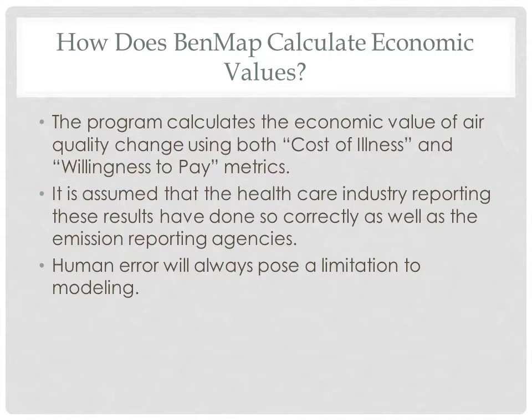The program calculates the economic value of quality changes using both cost of illness and willingness to pay metrics. It's assumed that the healthcare industry reporting these results have done so correctly, as well as the emissions reporting agencies. This is really important when you're working with any type of data set that relies heavily on human reporting and doing it properly, especially when you're working with things like emissions and you're depending on industry to report exactly what's going on. So you will have some error or limitation in that way while you're building your maps. You do hope that it's done properly, but I mean, there's always going to be some room for error in that sense.